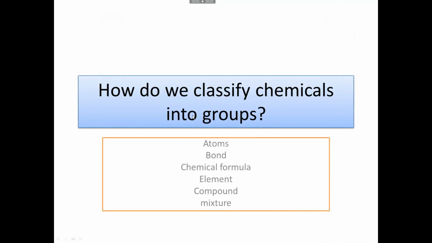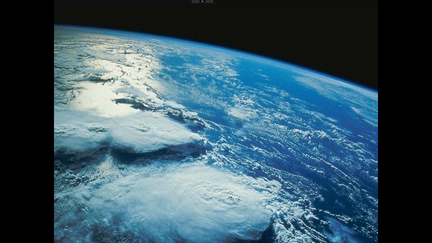The driving question for this lesson is, how do we classify chemicals into groups? This word here, classify, means to sort things according to their properties. We are going to sort chemicals into elements, compounds, and mixtures. Why would we want to learn about this in the first place?